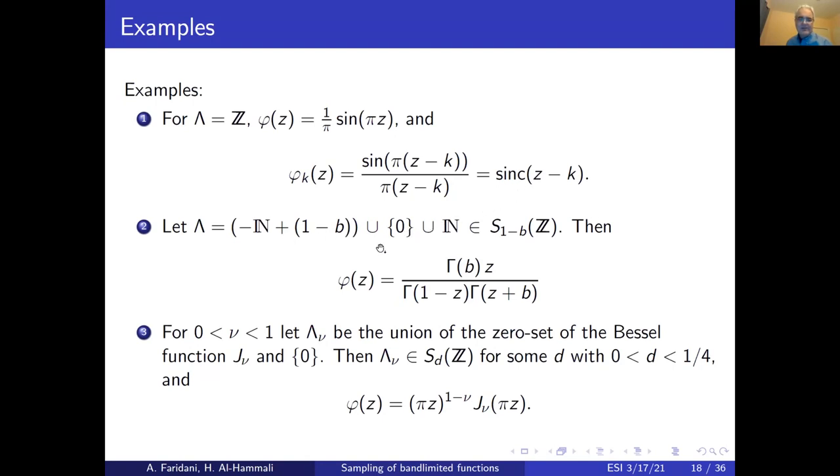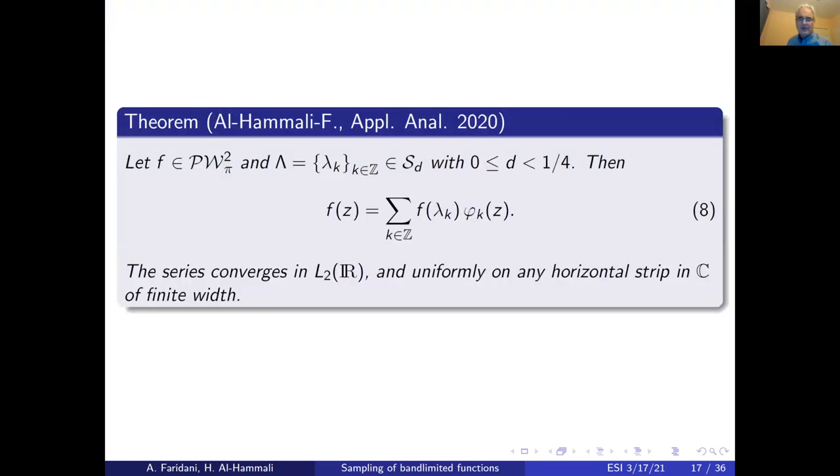Then here's an example where we modify the integers as follows. We leave zero and the positive integers intact, and we shift the negative integers by a constant 1 minus b, and of course we want 1 minus b less than a quarter. Then the canonical product can be written down in terms of the gamma function. And in order to apply this theorem, the key is you need some manageable formula for this phi k, which is defined via the canonical product of your sampling set. So having examples for that will be important for practical applications.